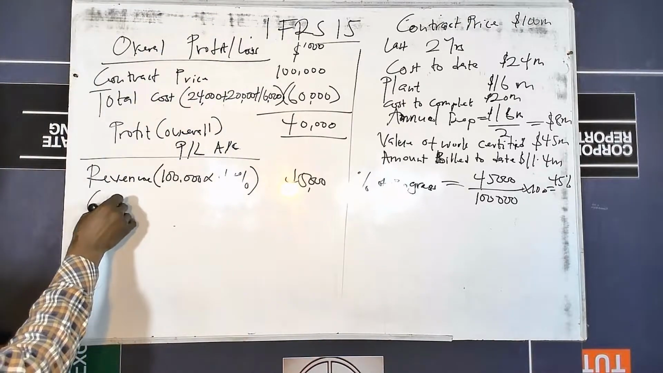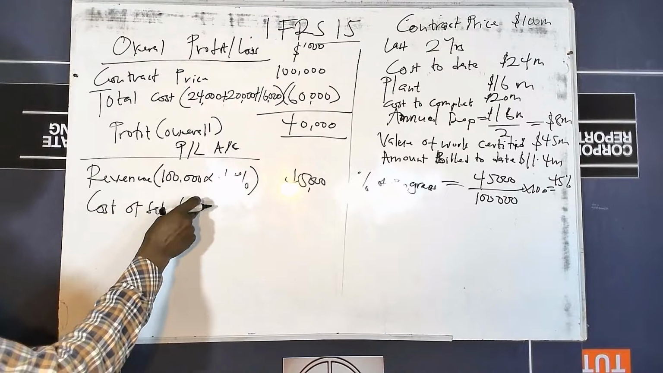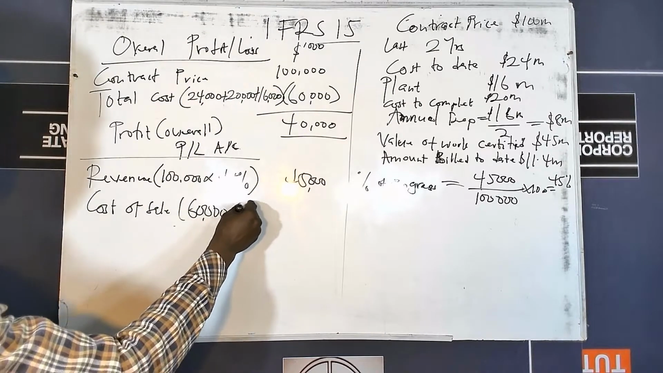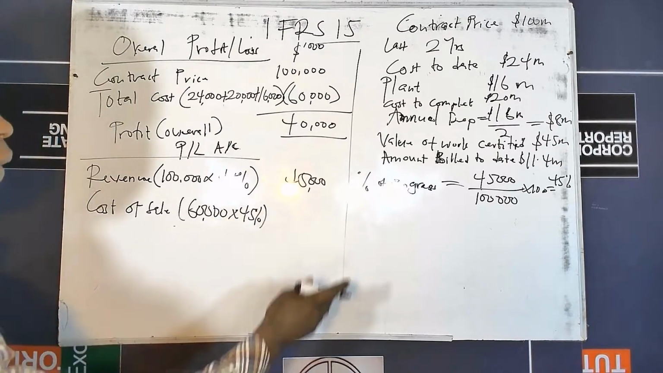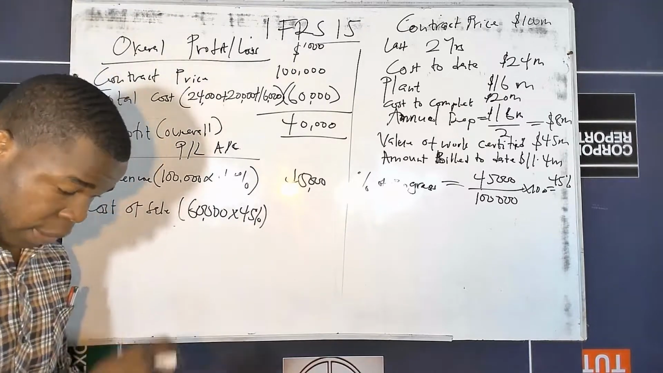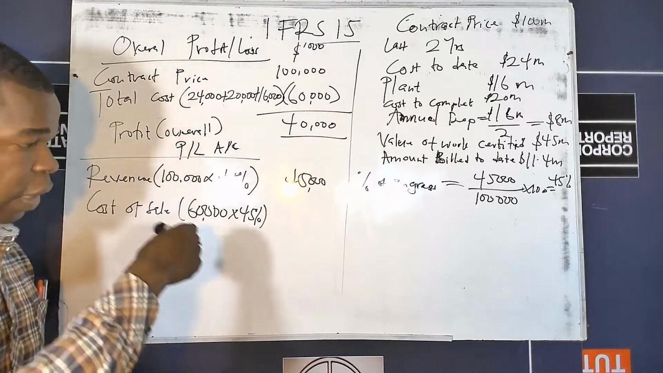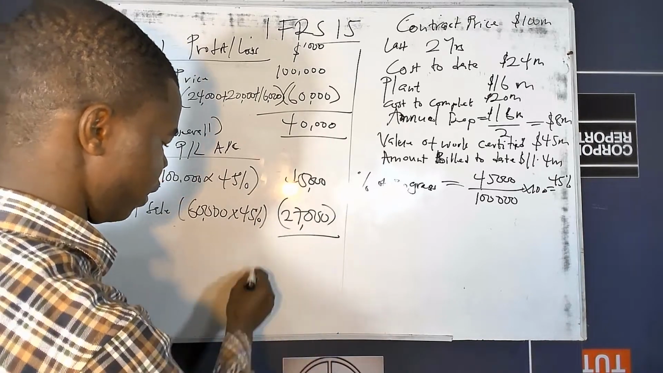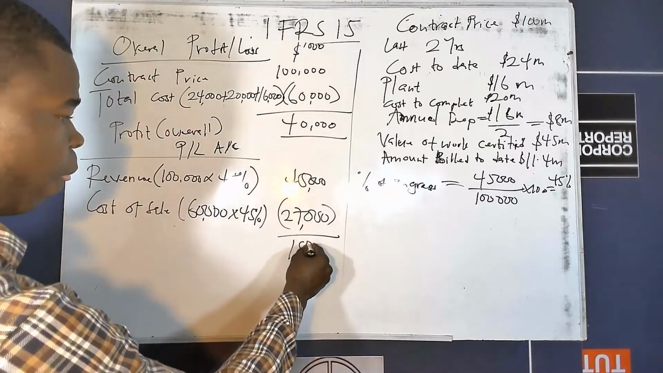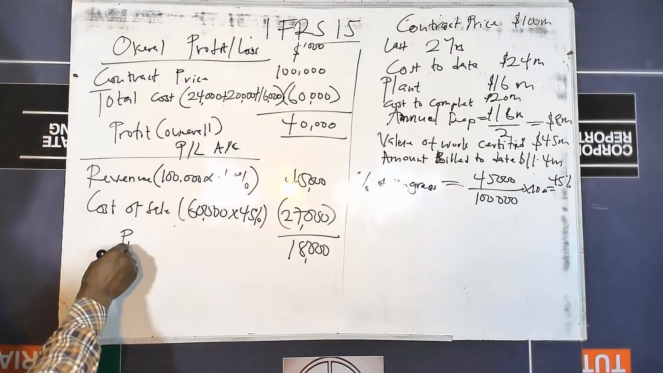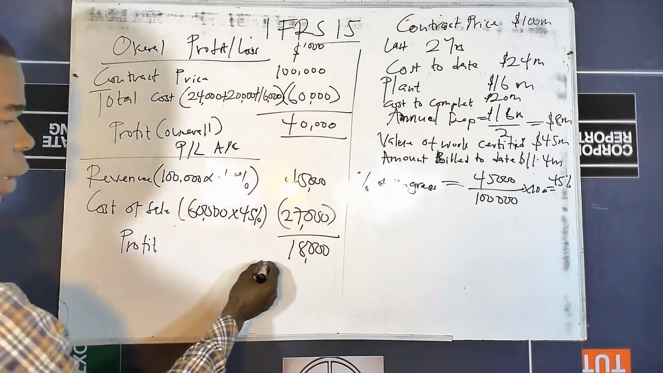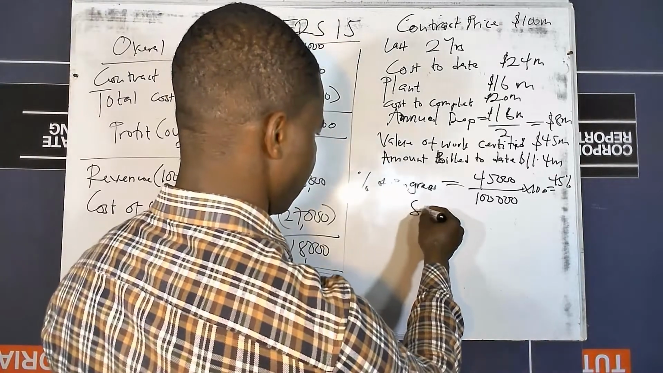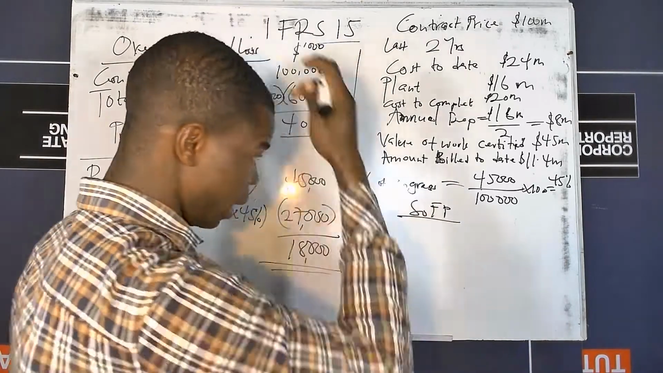Then our cost of sale here is going to be our total cost, which is 60,000 multiplied by 45%, which is the progress of completion. And in this case, if you do that correctly, it's going to give us an amount of 27,000. So we less this from this, and we are going to get a profit of 18,000. So that's going to be our profit over here, 18,000. Now let's go to the statement of financial position, and then let's account for.